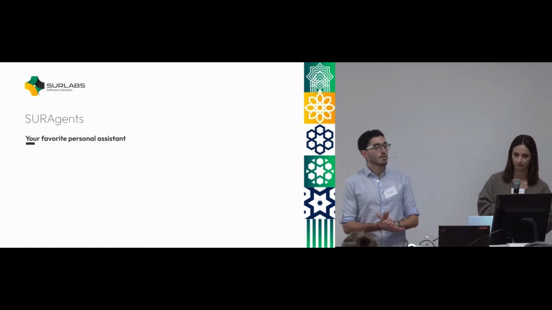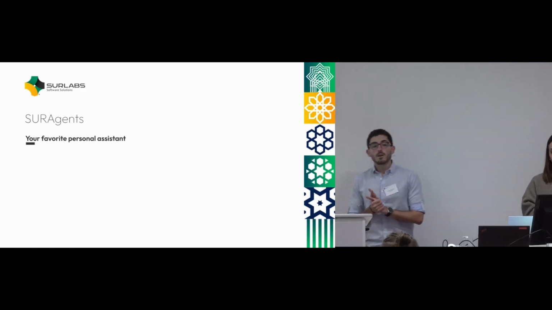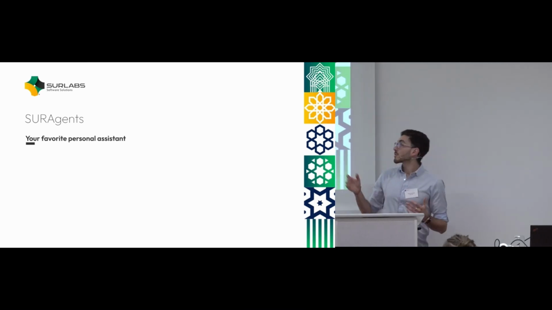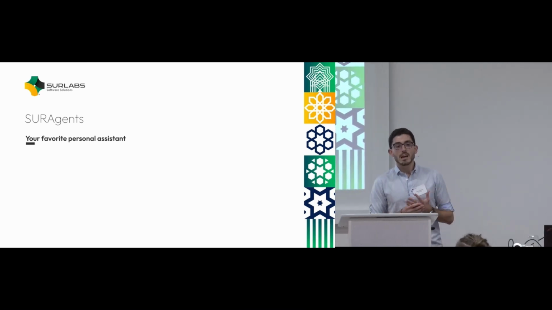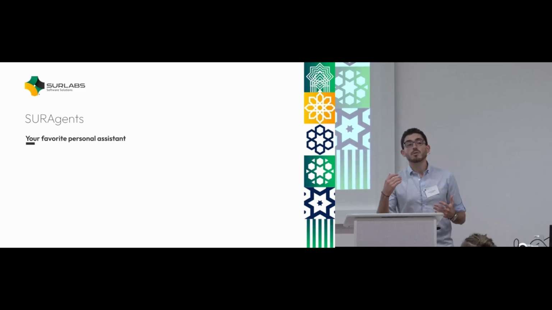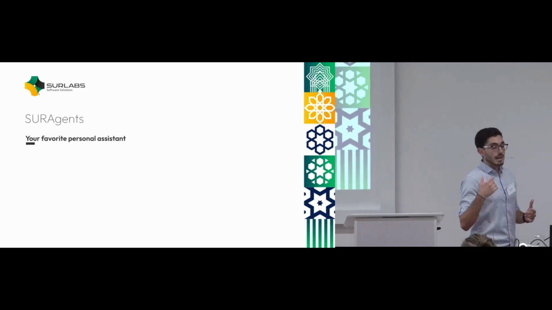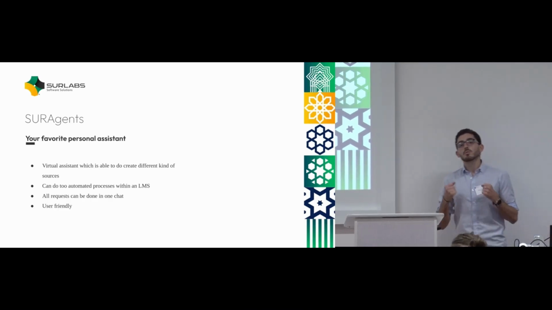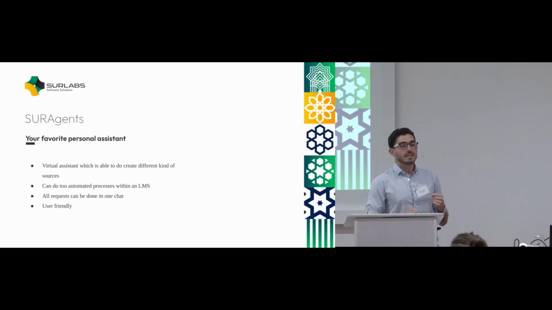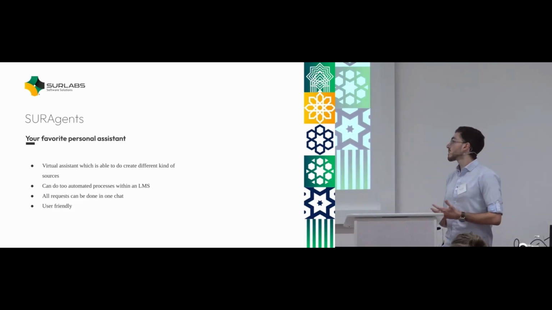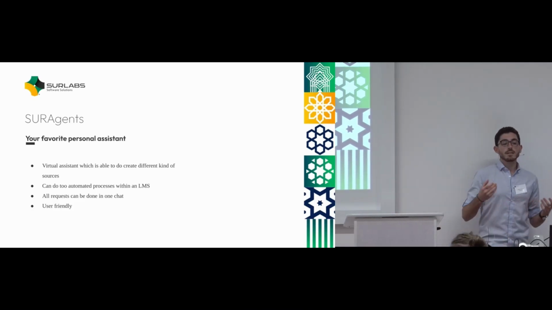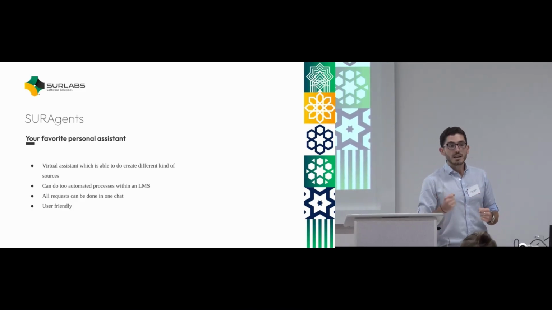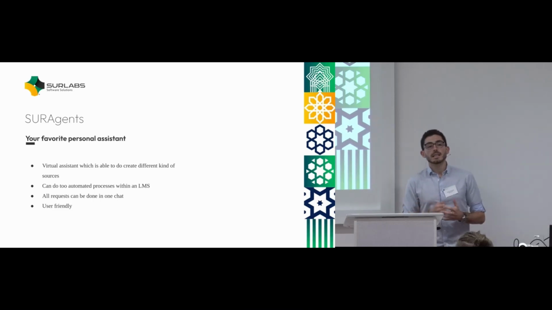So now it's time to talk about SIR agents. We could say that the SIR context core was the brain, but the SIR agents are the hands. I mean, SIR context is able to provide information to the agents, and the agent is able to create different kinds of things, because it's your virtual assistant. It's able to create, for example, learning modules, courses. It's able to manage the users, and also it is user friendly. And everything is inside a chat, inside the ILIAS plugin.